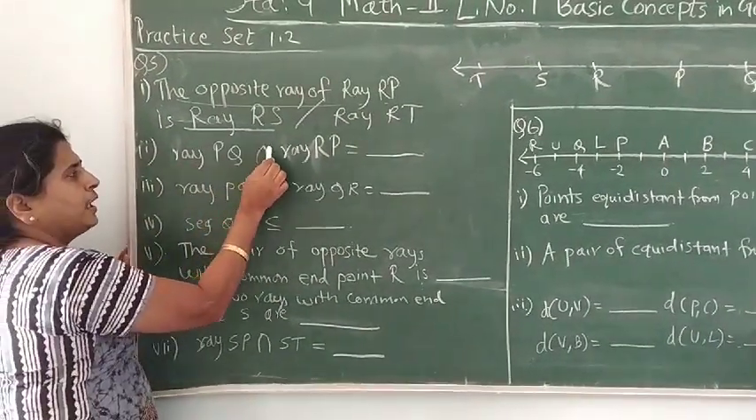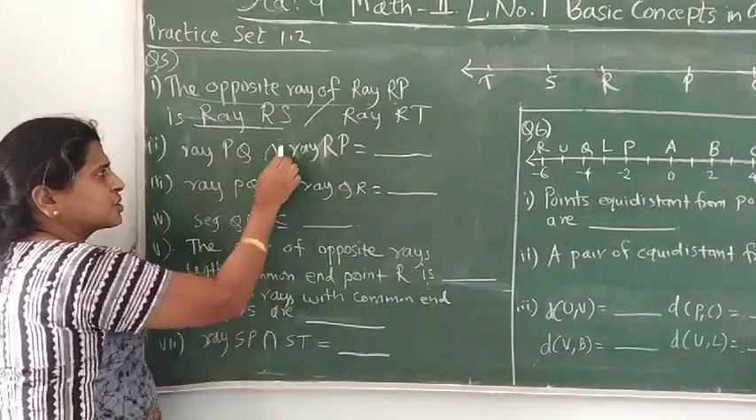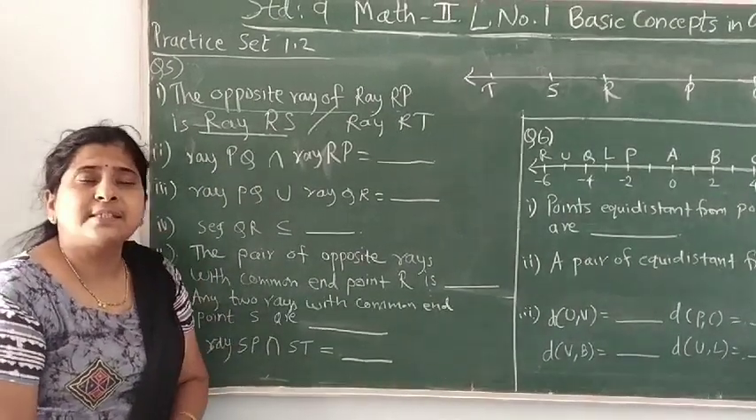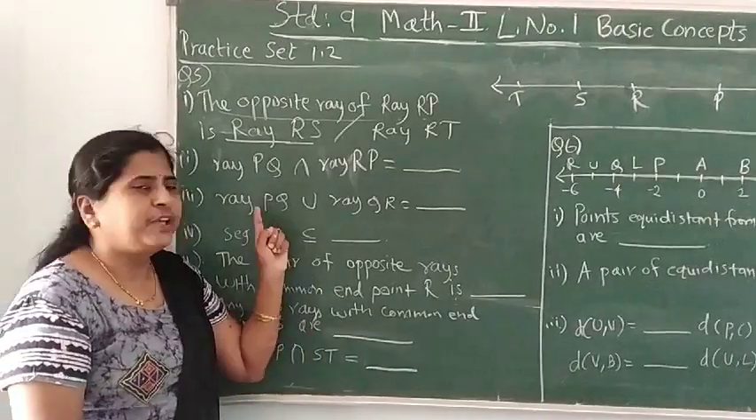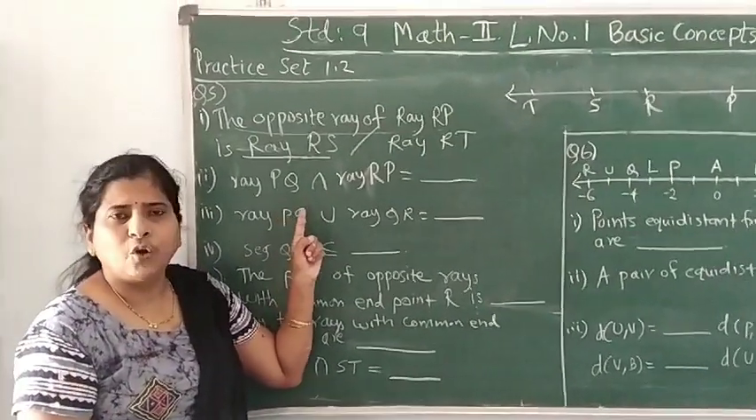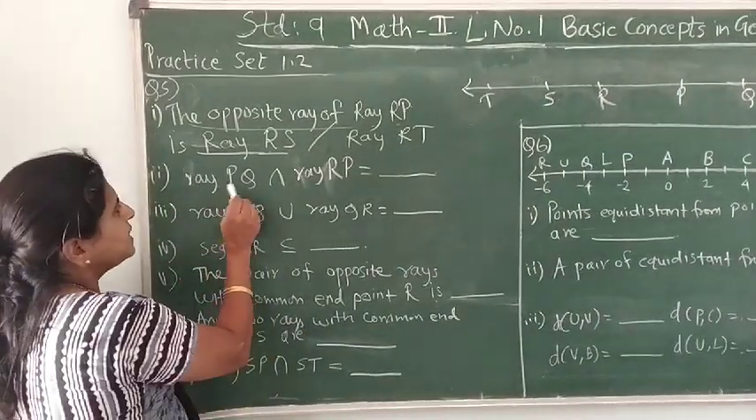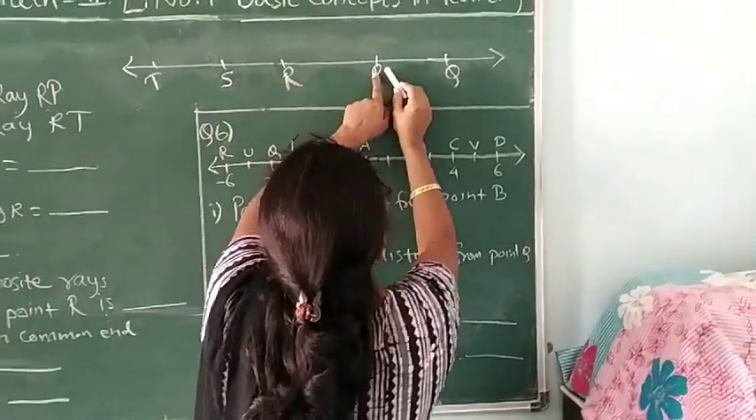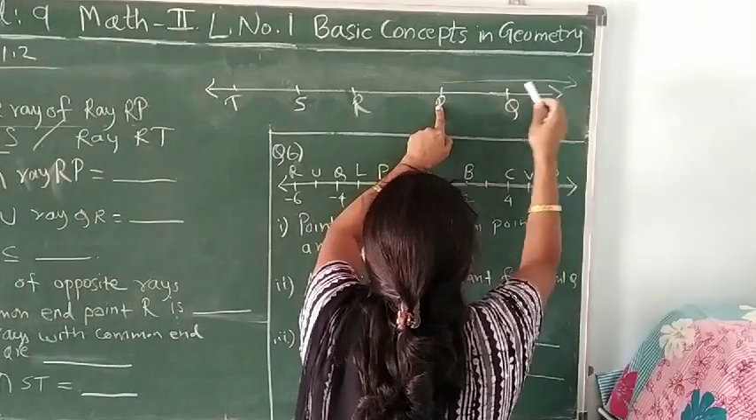Okay, what is the second question? Ray PQ intersection ray RP. This concept of intersection, this symbol, is related to lesson number 1, sets, from Maths Part 1. If you have not watched my videos on sets, you can watch those videos. The link is given in the description box. Now let's come to this answer. Where is ray PQ? Ray PQ starts with P and Q is going on this side. So this is ray PQ.